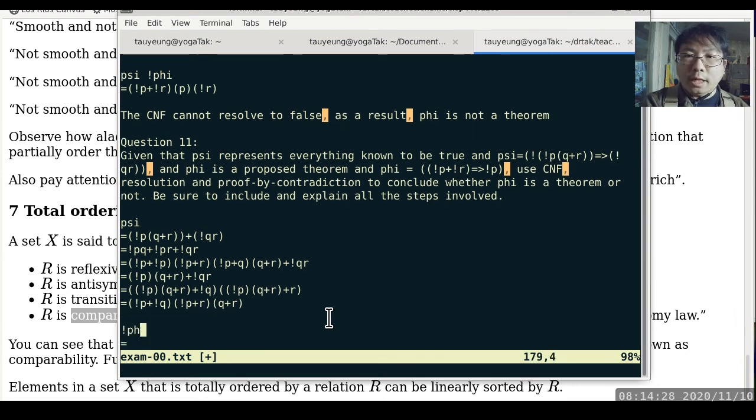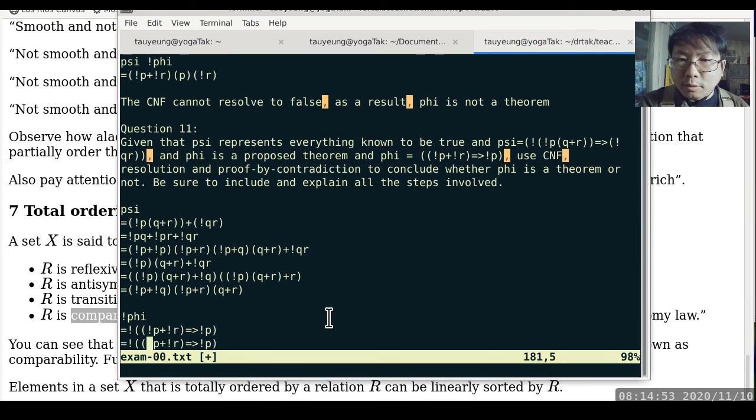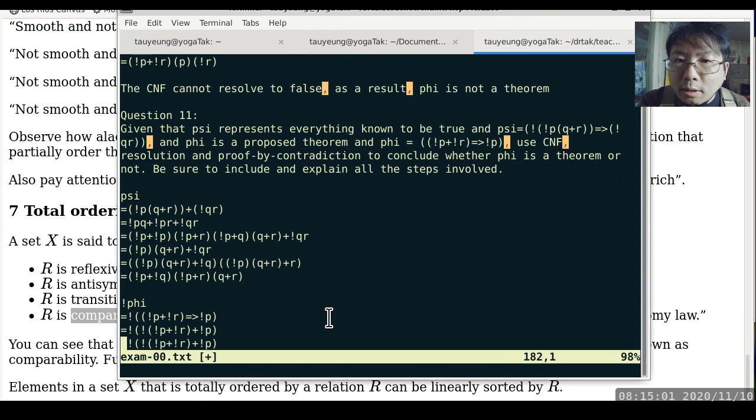Now we get to not phi, like that. And then we look for the phi definition, which is right here. And we copy the definition of phi down here, but we have to remember to negate the entire thing. The first thing we do is get rid of the implication, like so. And then I think the easiest way to do this is to apply De Morgan's law, the outermost De Morgan's law.